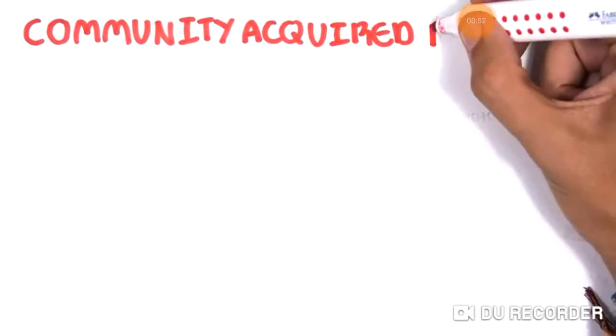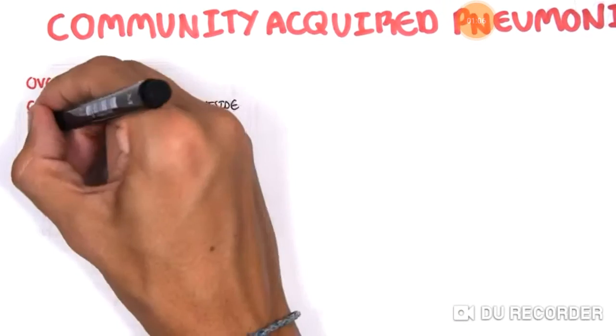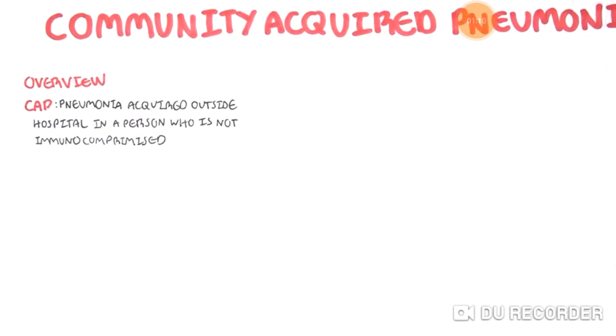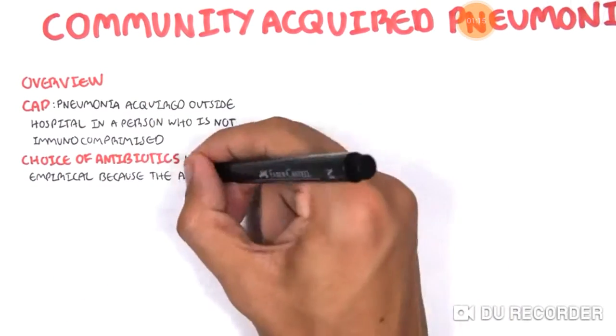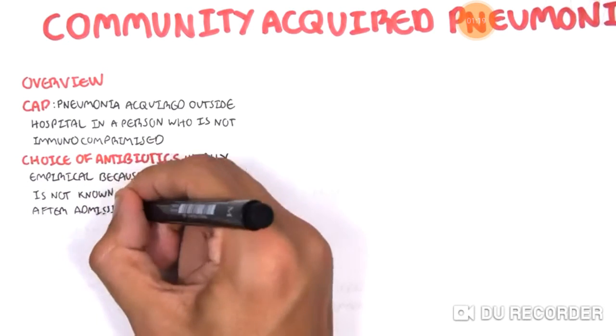Hello, in this video we're going to talk about community-acquired pneumonia, or CAP for short. This is an overview and introduction. Community-acquired pneumonia is pneumonia acquired outside hospital in a person who is not immunocompromised. The choice of antibiotics is usually empirical because the etiology, or the cause of the pneumonia, is not known for at least 48 hours after admission.